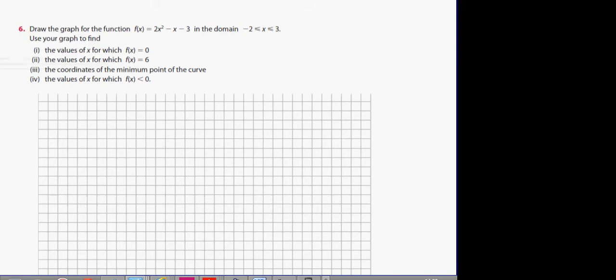Exercise 23.3, this is question 6. Draw the graph of the function 2x squared minus x minus 3 in the domain minus 2 less than or equal to x less than or equal to 3. Use your graph, okay? So we've got to draw the graph.